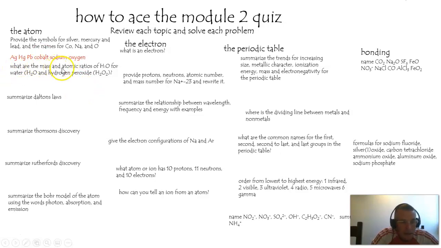Na is the German natrium, but we know it as sodium, and O is the element oxygen. What are the names and atomic ratios for hydrogen to oxygen for water and hydrogen peroxide? Well, atomic ratios are easy. For water, it's 2 hydrogens for every 1 oxygen. But for mass, it's different.